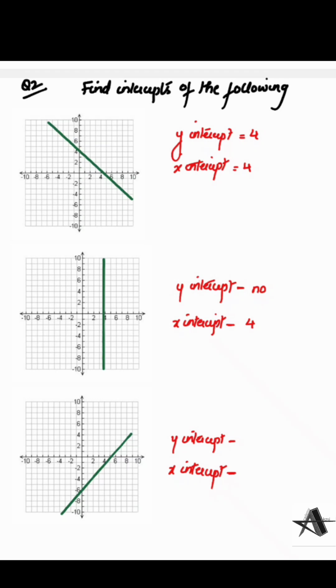Now y-intercept, here you can clearly see it's cutting y at -6, so it's going to be -6. And for x-intercept, it is cutting at 5 because it's just at the mid of 4 and 6, which is 5.